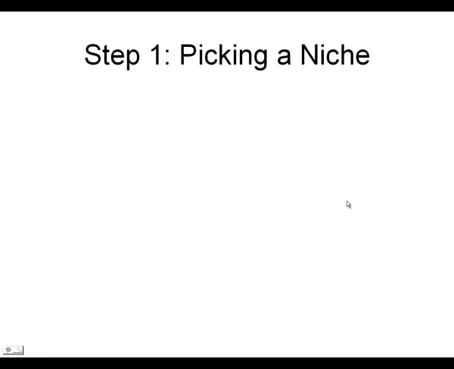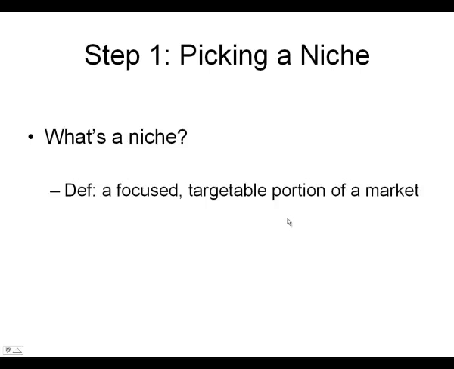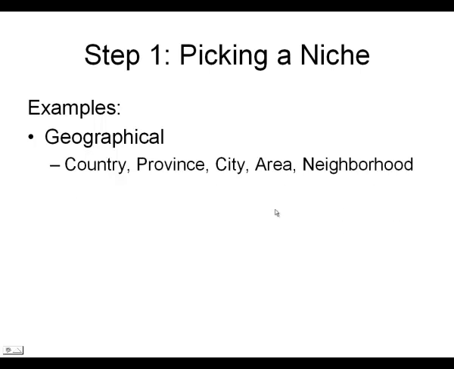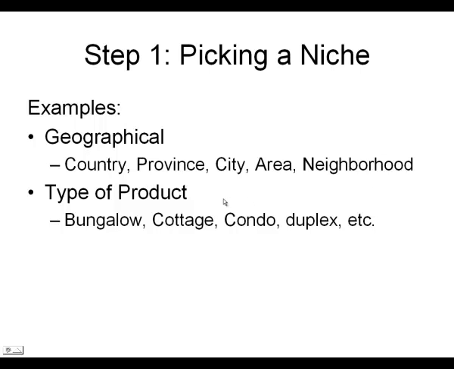So picking a niche, what does it mean? What's a niche? The definition of a niche is a focused, targetable portion of a market. So let's look at examples of niches. We have geographical niches. So you could select a country, a province, a city, an area, a neighborhood. You could even go down to the street. The type of product. Of course, you have types of properties like bungalows and cottages and condos and duplexes and triplexes. You could do commercial properties, industrial properties. You could do vacant land.